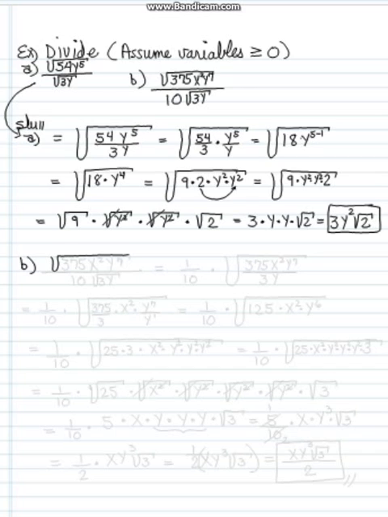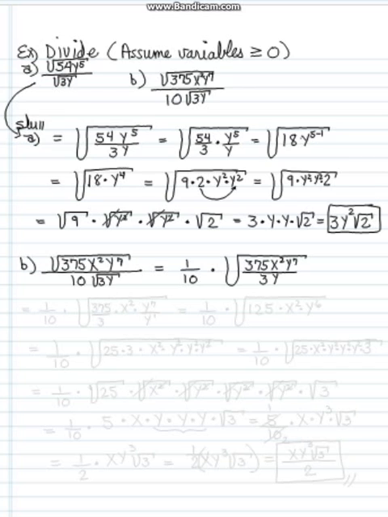For part B, we have the square root of 375 times x squared times y to the 7th, all over 10 times the square root of 3y. Bring out the 1/10. That's not under the radical. And then since we have a square root on the top and a square root on the bottom, we can write a single long, tall, big square root and put all of this fraction underneath it. It's 375x squared y 7th over 3y.